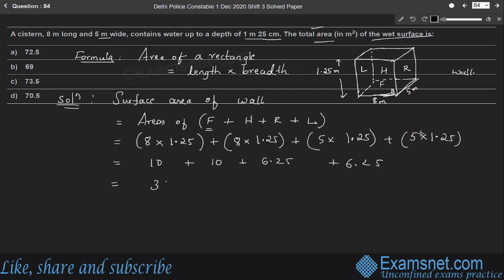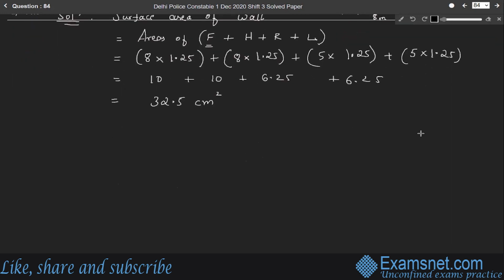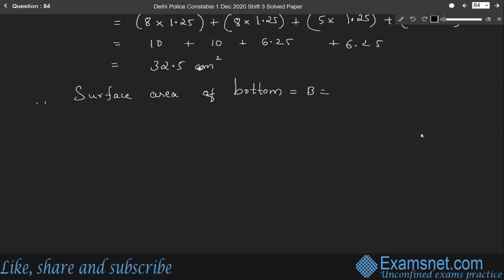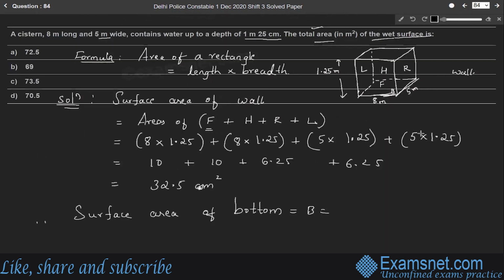Which gives 32.5 meter square. Now, the surface area of the bottom. We have to find the area of the complete wet surface, therefore the surface area of the bottom is also included here. Bottom is again length into breadth. So B is equal to, what is the length? 8 meter is the length and the breadth is 5 here. Therefore, it is 8 into 5, which is 40.